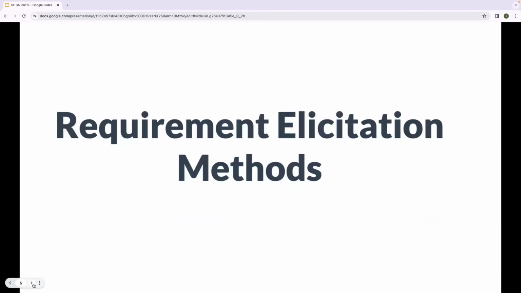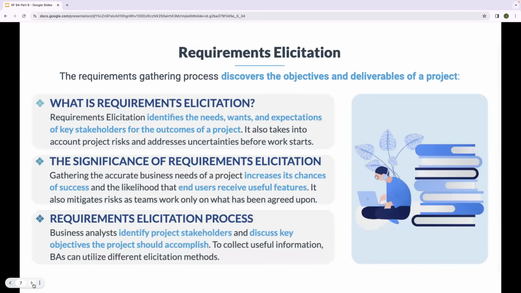Requirement elicitation methods. The requirement gathering process discovers the objectives and deliverables of a project. With requirement elicitation, we identify the needs, wants, and expectations of the stakeholders for the outcome of a project. It also takes into account project risk and addresses uncertainties before work starts.